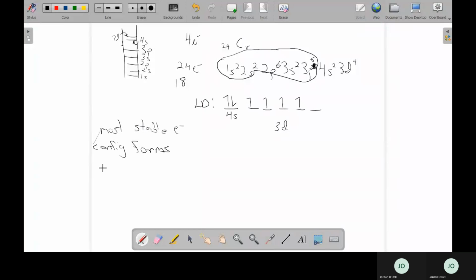So the first one, the most stable, is a full shell. So if I had an entirely full 3D shell where I had 10 electrons. So my second most stable is having a half full shell.